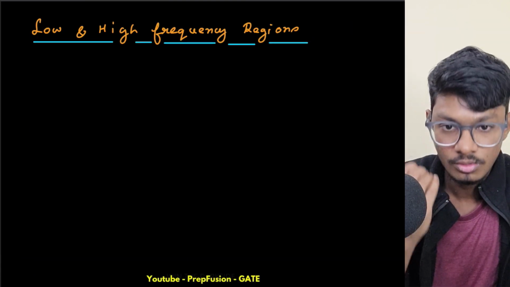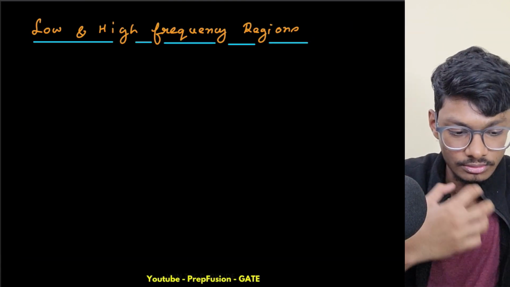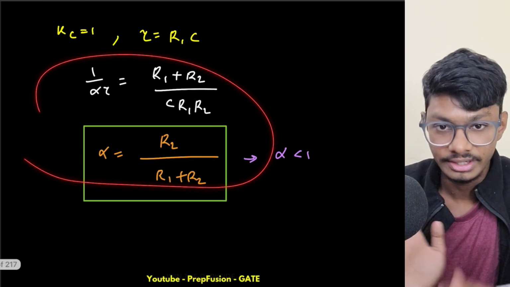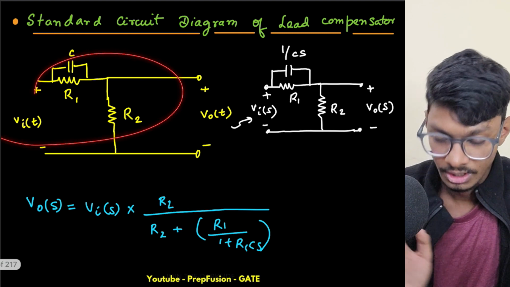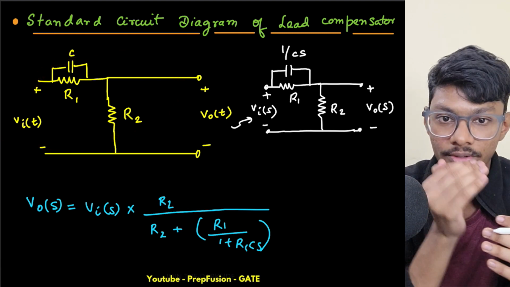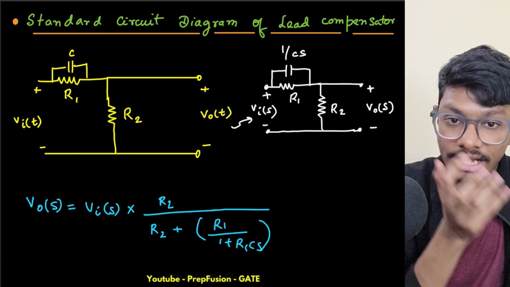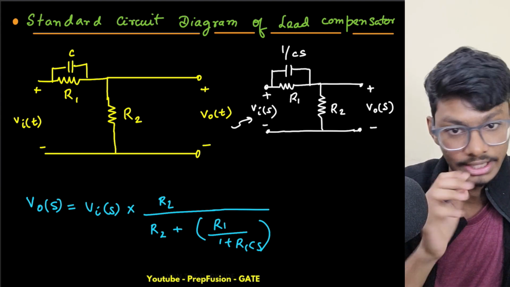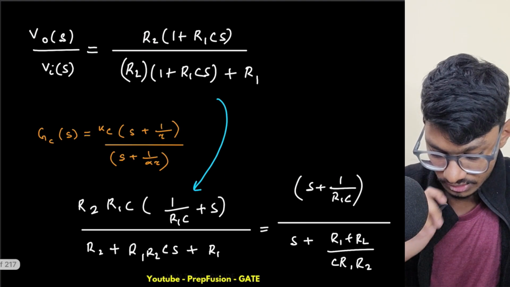Now let's understand how to identify whether this is a lead compensator or not. All this I told you is for the standard lead compensator circuit. If some circuit other than this comes up, we have to derive it, or sometimes what helps is that we check the options. The options can help us eliminate a few things. That is also very important.